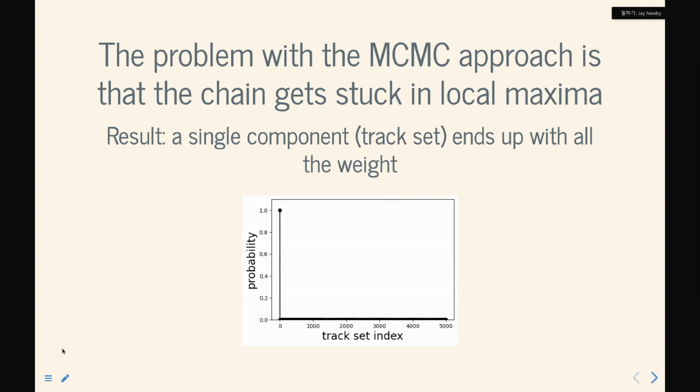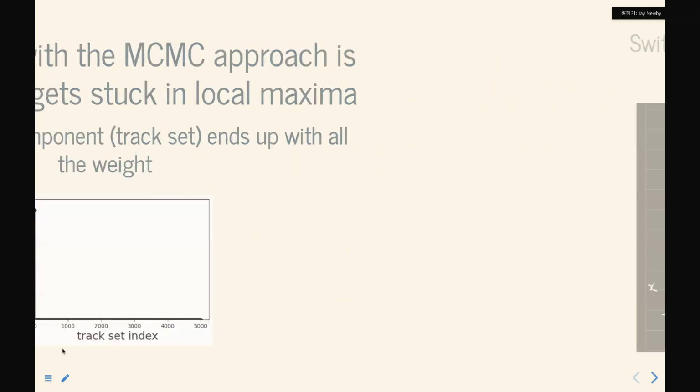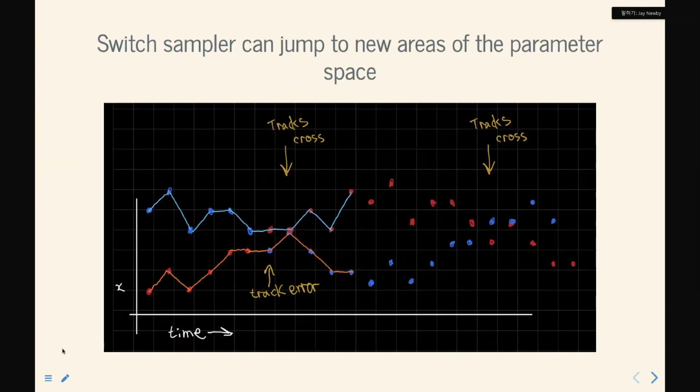That's what's happening here. This Markov chain is getting stuck, and so what we need to do is jump to more interesting areas of the phase space, and then start the process over again. So this is what we came up with. It's called a switch sampler, and this is just by observing some of the mistakes that get made.